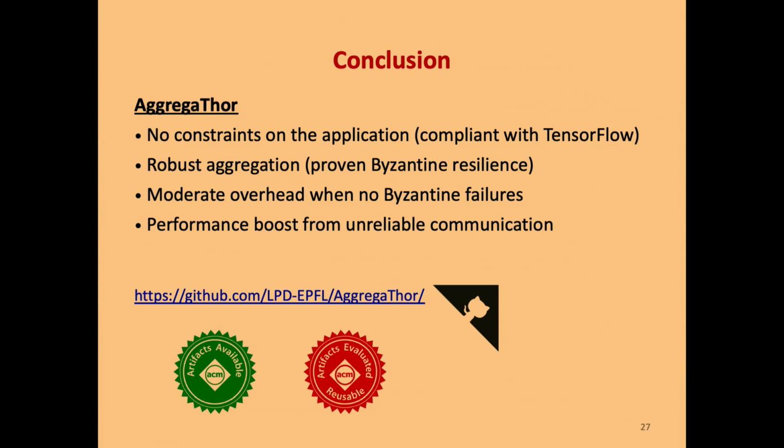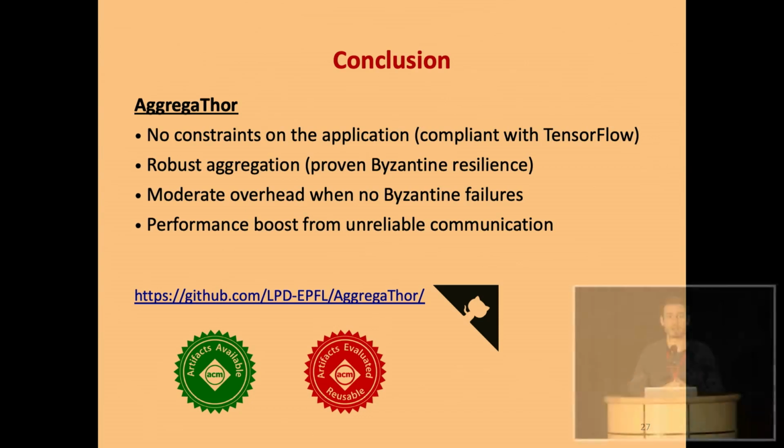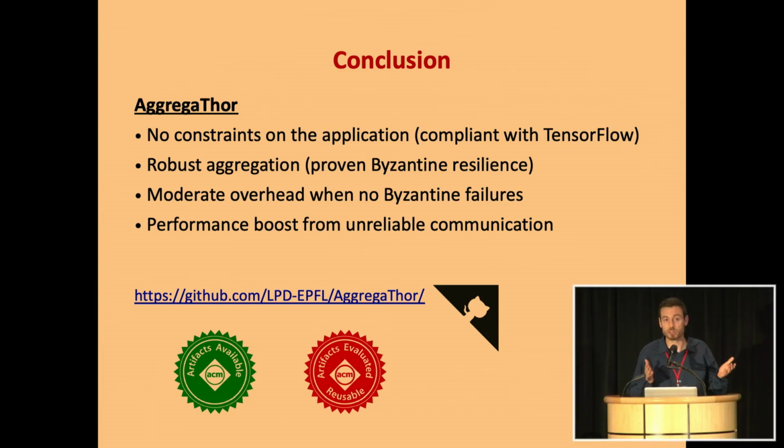So with this, I would like to thank you for listening and give you a list of the main points of AggregaThor. Namely, we have no constraints on the application, so we are fully compliant with TensorFlow. We have provable guarantees for robust aggregation. We have shown a moderate overhead and significantly better results than the alternative schemes. And we are also able to get a boost by viewing unreliable communication as a form of Byzantine behavior.